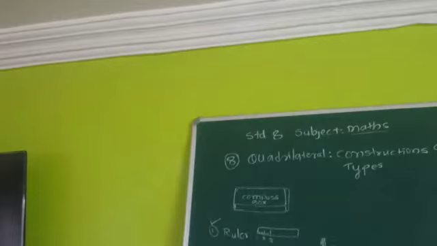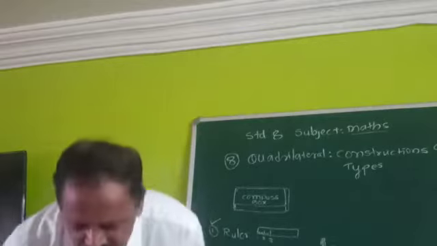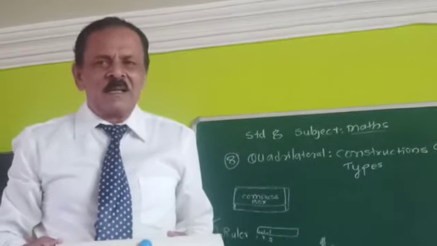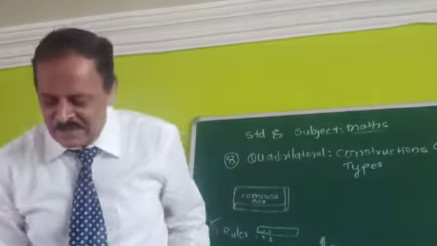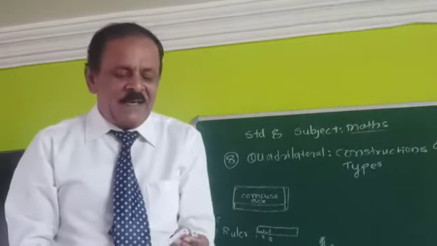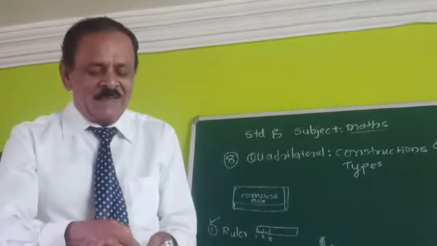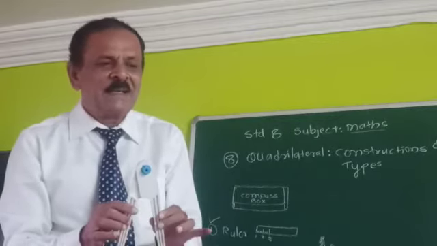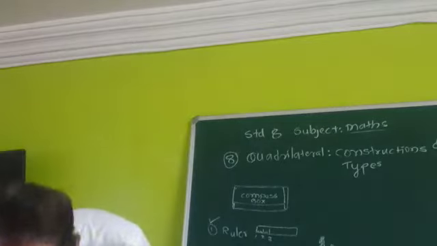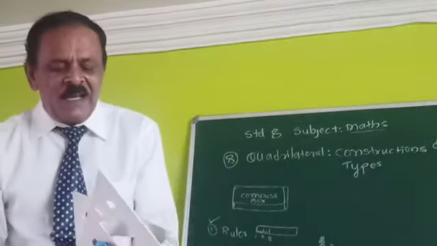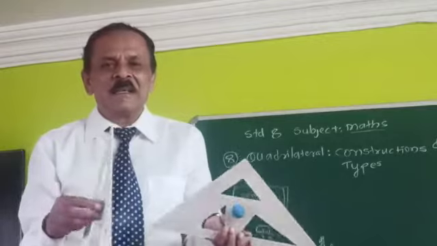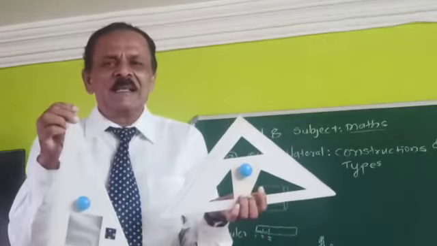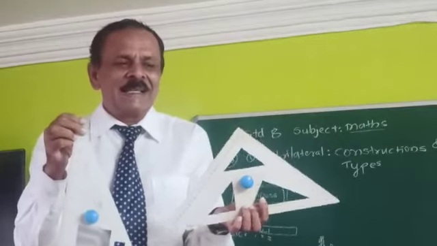So protector you understood. What is this? Ruler. Ruler or scale it is. These metal pins are lost, but this is the divider. And these two are set squares. I'll show you perfectly. These two are the set squares, not triangles.